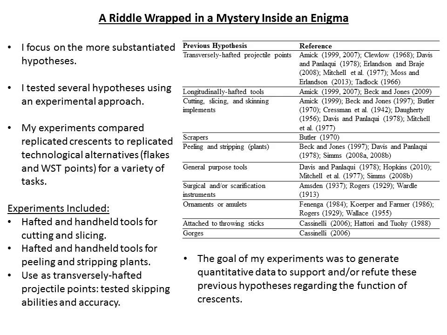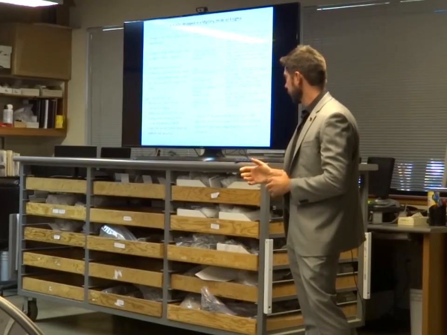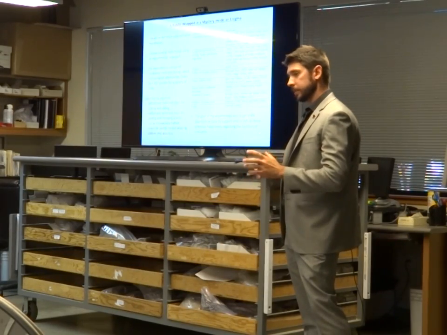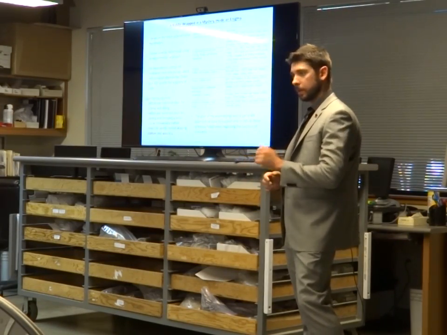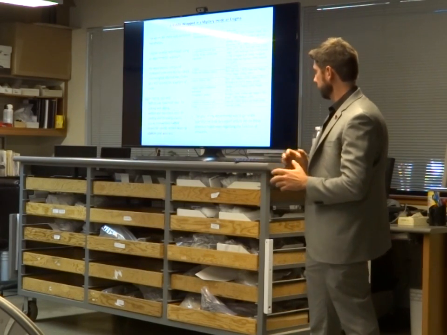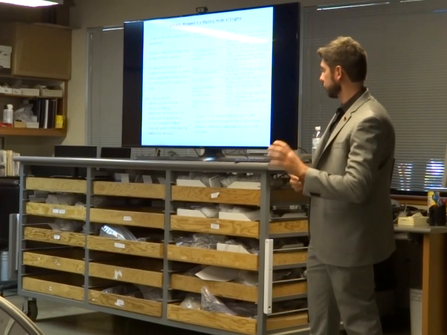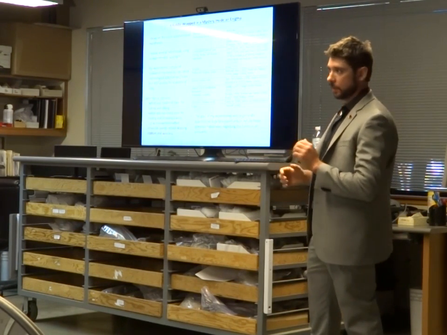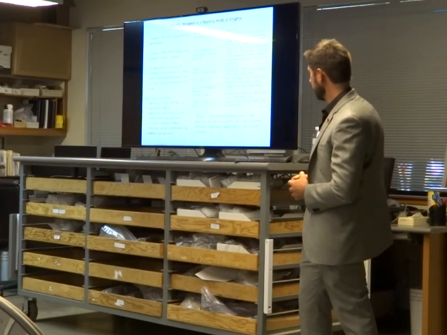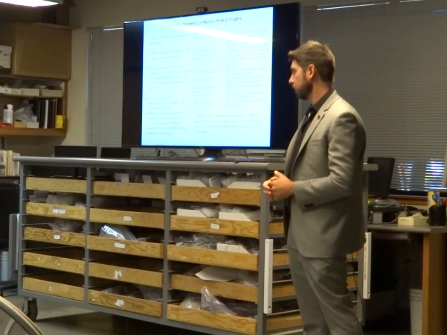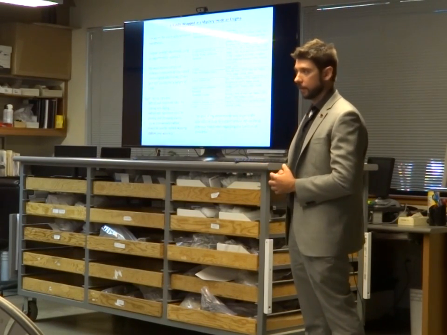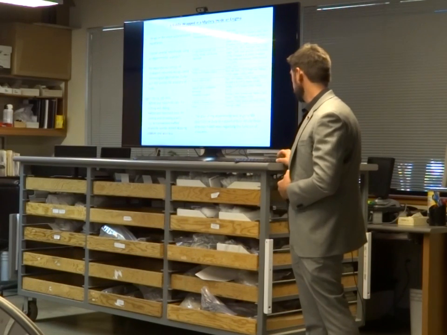I focus on the more substantiated hypotheses, including use as transversely hafted projectile points, cutting and slicing implements, and scraping plants. And so I compared them to replicated technological alternatives for each of these tasks. So I used crescents and flakes, hafted and handheld for cutting. I used crescents and flakes, hafted and handheld for scraping plants. And then I used crescents and western stem points for use as projectiles. And the goal of my experiments was to actually generate some quantitative data to support or refute these hypotheses.